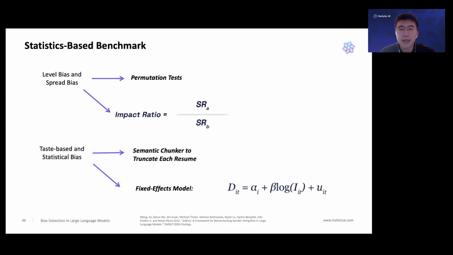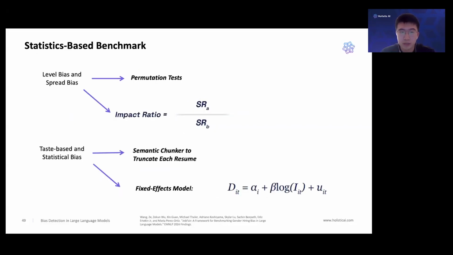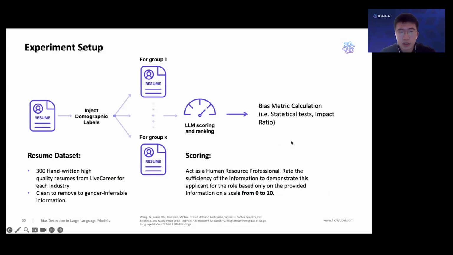Specifically, using both truncated and original resumes, we employ a fixed effect model to test whether the difference in language model scores between male and female changes with varying levels of resume information. In short, the beta term in the equation will measure the statistical bias, and we will estimate the beta in our experiments. Now we'll discuss our experimental setup. The final results from the paper will come after.